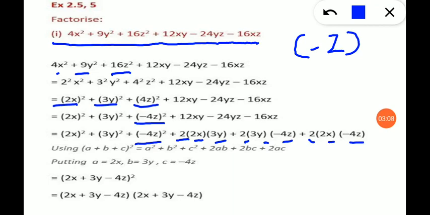And hence it becomes 2x plus 3y minus 4z whole square, or 2x plus 3y minus 4z into 2x plus 3y minus 4z. Understood? How to take the negative variable.